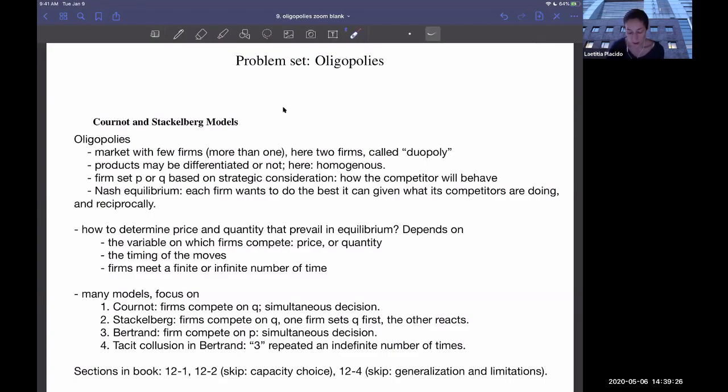Second point: with oligopolies, products may be differentiated or not. Here I choose to stick with the simplest case in which products are homogeneous. So we are dealing with the same product. The 2 firms on the market are supplying exactly the same product.